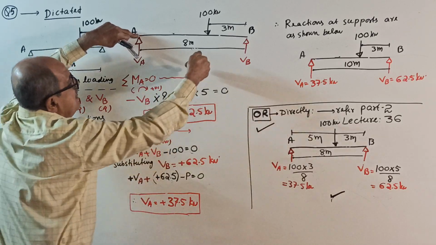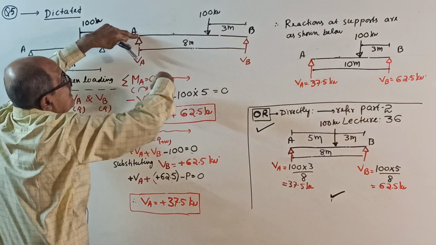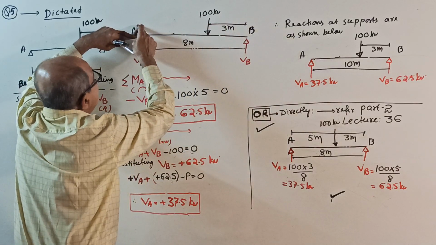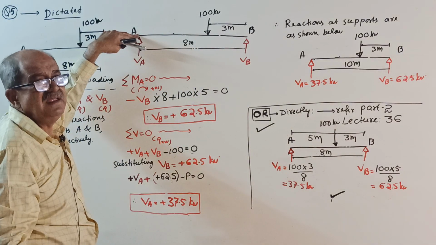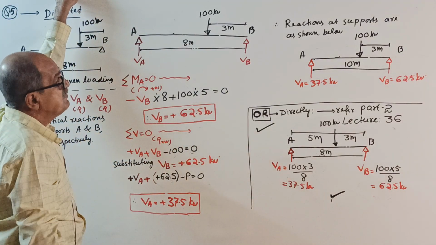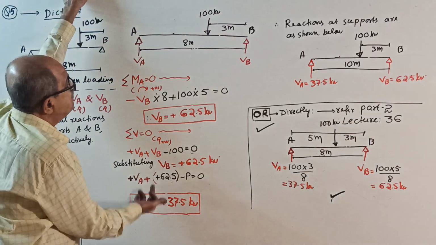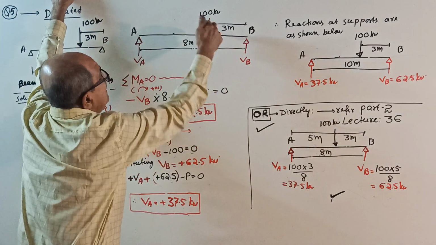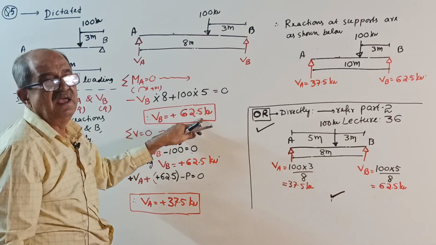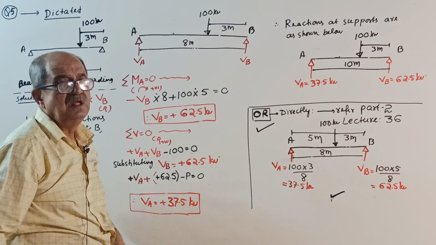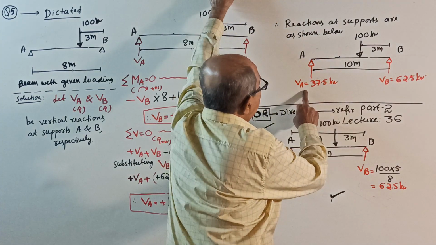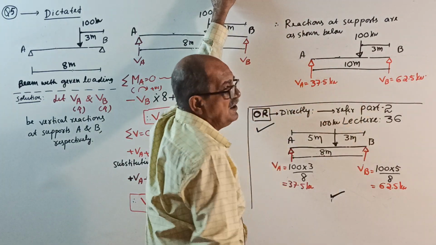Take moment about A. Minus VB into 8 plus 100 into, moment about A, when this is 8 and this is 3, this will be 5 meter. You don't have to write it there. 8 minus 3, calculate, 5, equal to 0. VB will come 62.5 kilonewton. Sigma V equal to 0, upward positive. VA plus VB minus 100 equal to 0. Substitute VB equal to whatever you got there, 62.5. You get VA equal to 37.5 kilonewton. So support reactions are VA is 37.5, VB is 62.5.